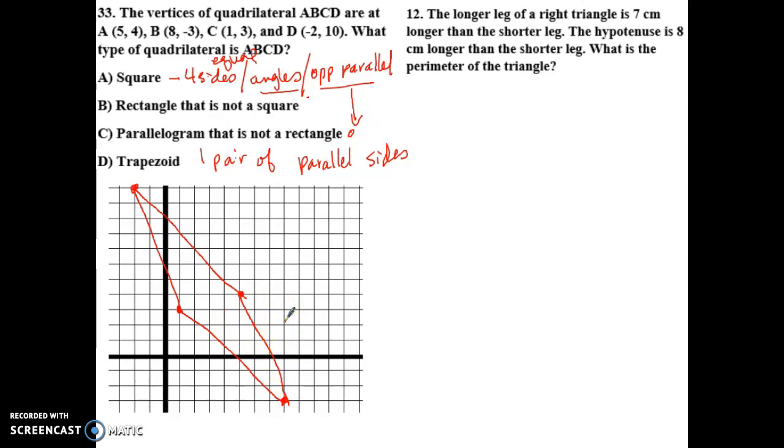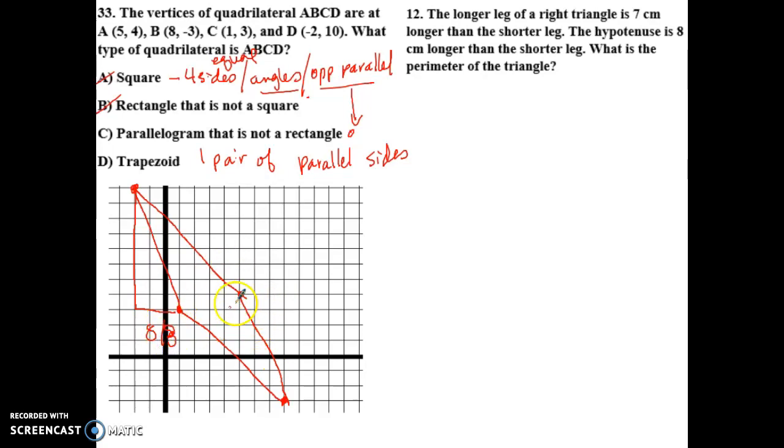So it's not a square. We know it's not a rectangle. It's either a parallelogram or a trapezoid. Well, if it's a parallelogram, that means these two sides have the same slope. So we go down 1, 2, 3, 4, 5, 6, 7, 8. 1, 2, 3, 8/3.